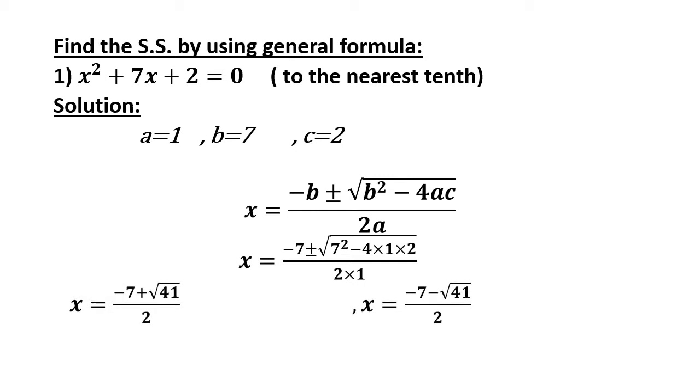Then the first is positive and the second is negative: negative 7 plus square root 41 over 2, and the second, negative 7 minus root 41 over 2, approximately to the nearest tenth. Then the solution set equals negative 0.3 and negative 6.7.